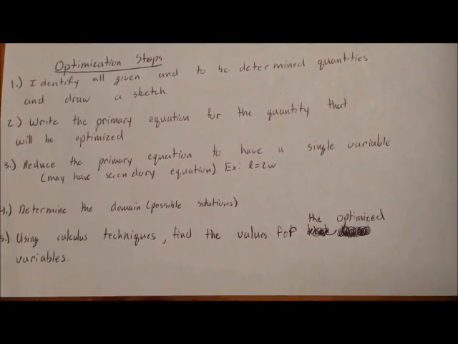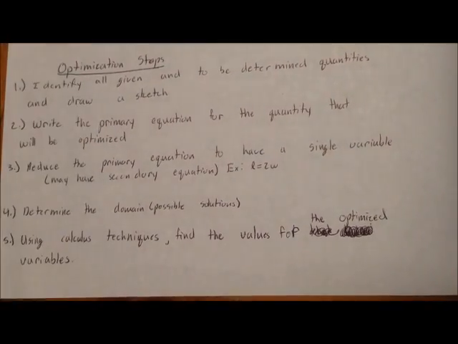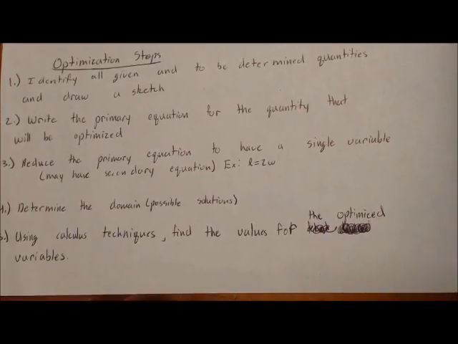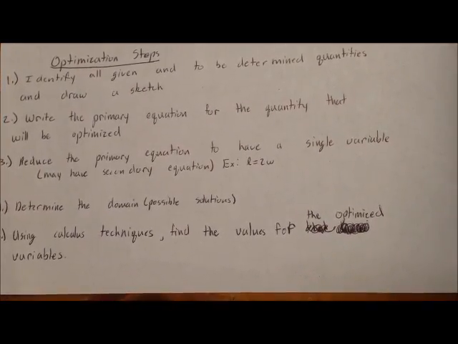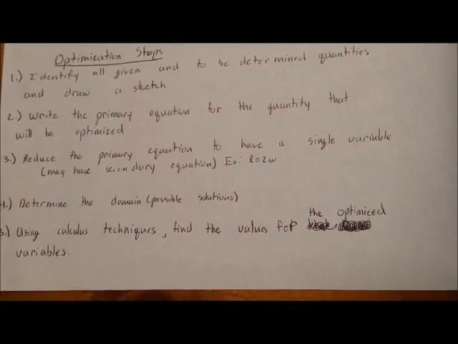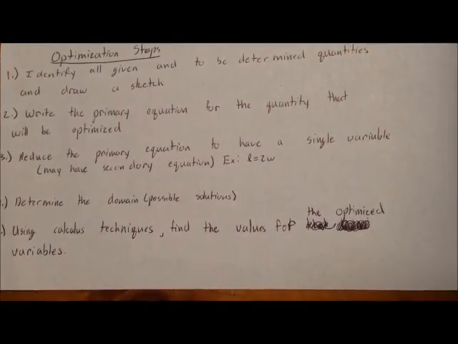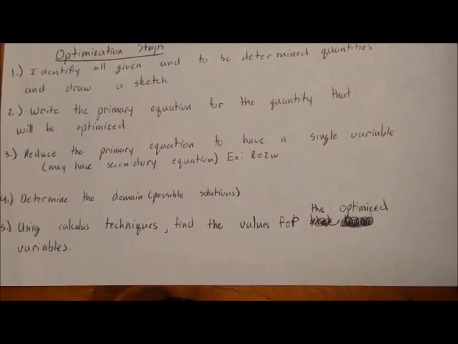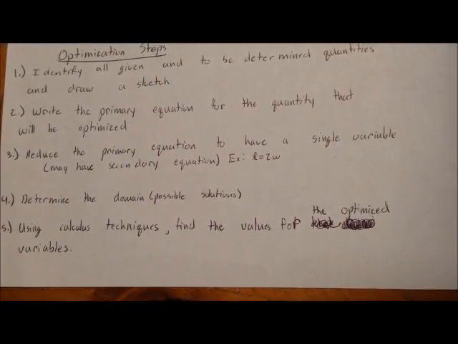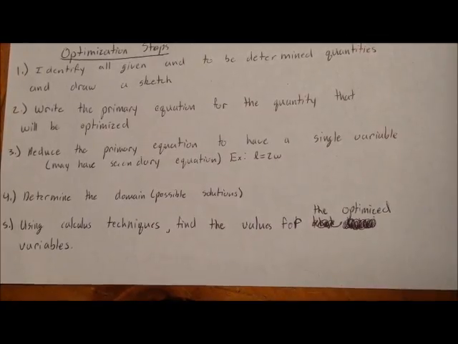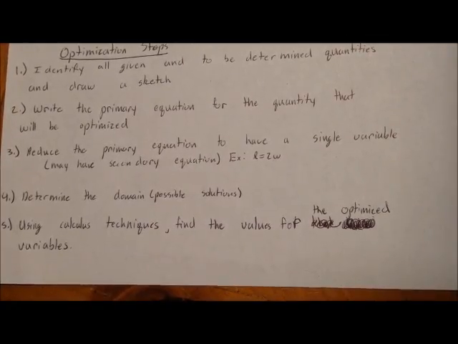When solving an optimization problem, there's 5 steps you're going to want to follow. First, identify all given and to be determined quantities and draw a sketch of the problem. Then, write the primary equation for the quantity that will be maximized or minimized. Third, reduce the primary equation to have a single variable, and you may have to use secondary equations, such as length is equal to twice the width.